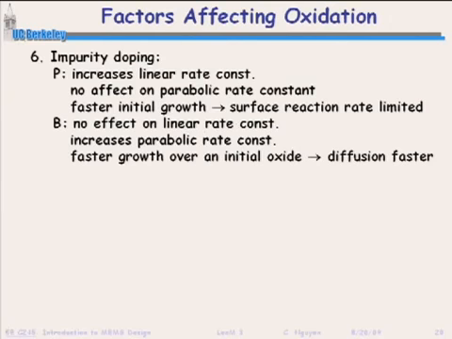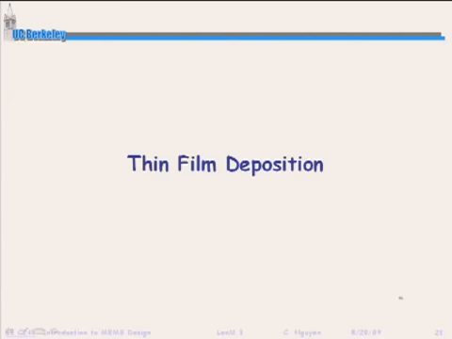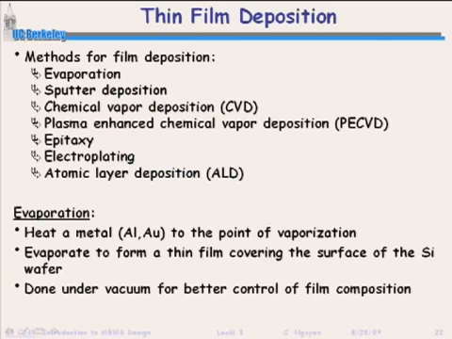I did that very quickly. Let's now move on to thin film deposition. And so here we're talking about many different ways to deposit a film. So there's evaporation, there's sputter deposition, chemical vapor deposition, plasma-enhanced chemical vapor deposition, epitaxy, electroplating, atomic layer deposition, lots of different ways to do it.